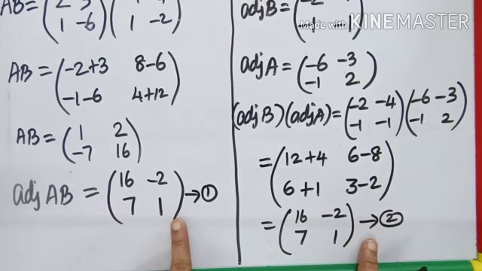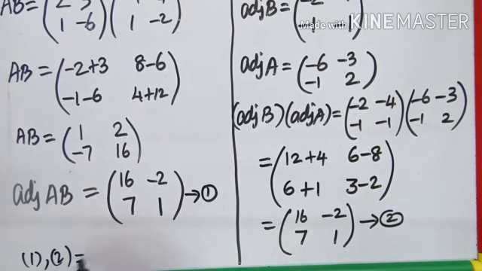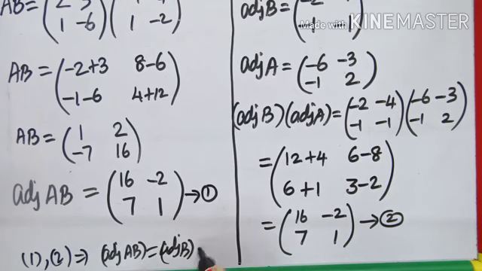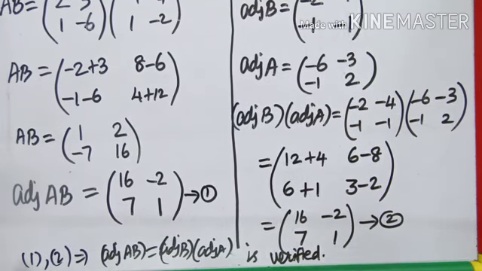Now we verify both are equal. So we will take and write 1, 2 implies adjoint of AB equals adjoint of B into adjoint of A is verified, and that is the problem. A very simple problem, may come under 2 or 3 marks.